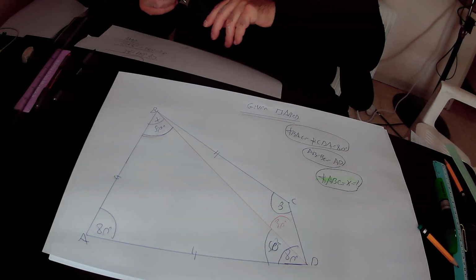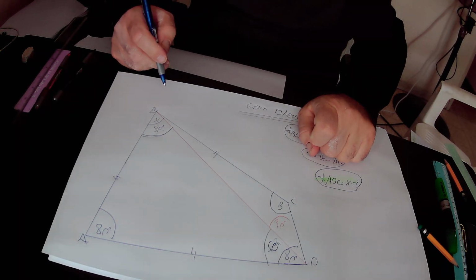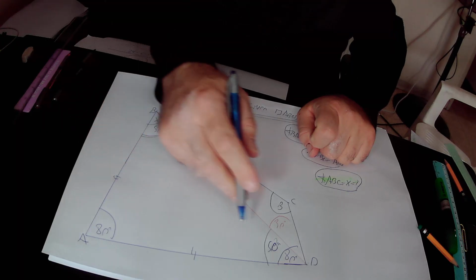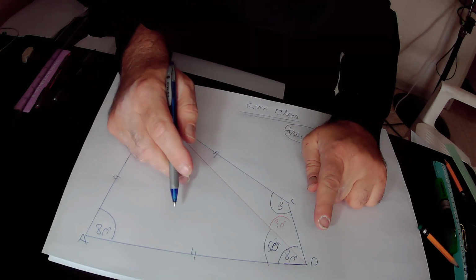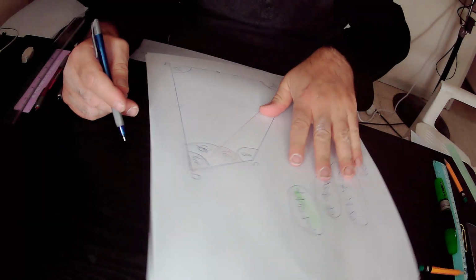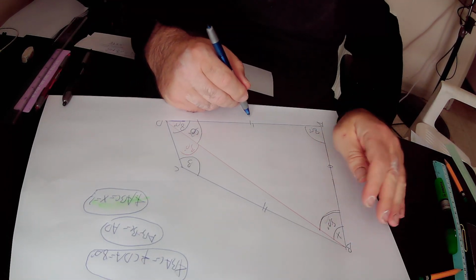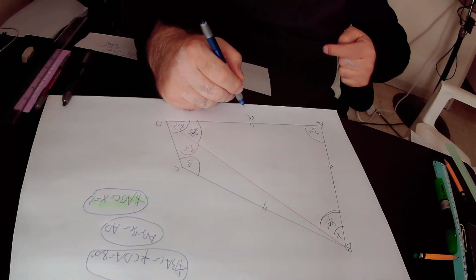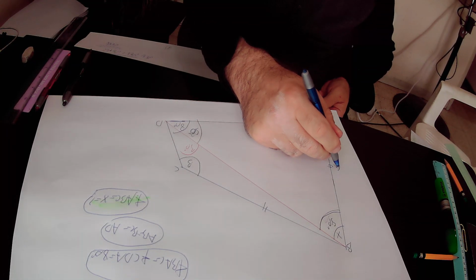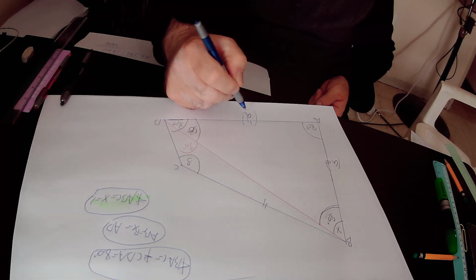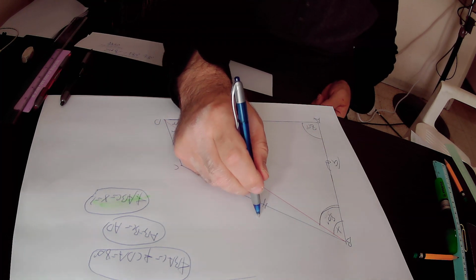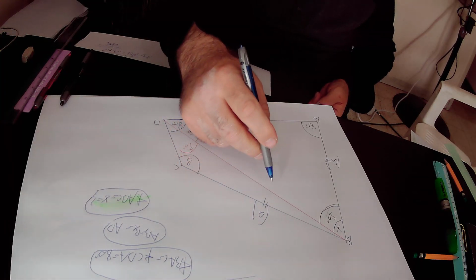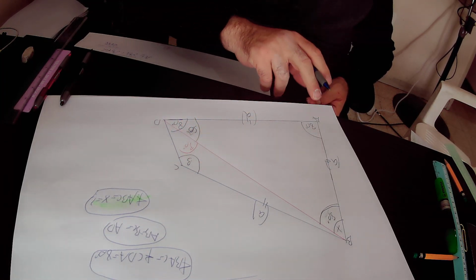It's given in the question that BC equals BA equals AD. So we define side AD as A, and therefore side BA must also equal A, and side BC must also equal A, because all those three sides are equal to each other in length.